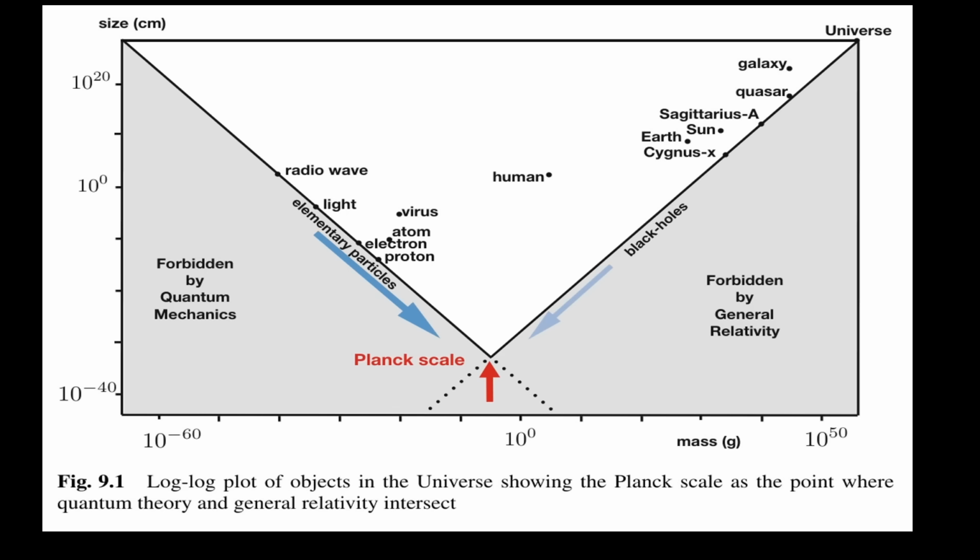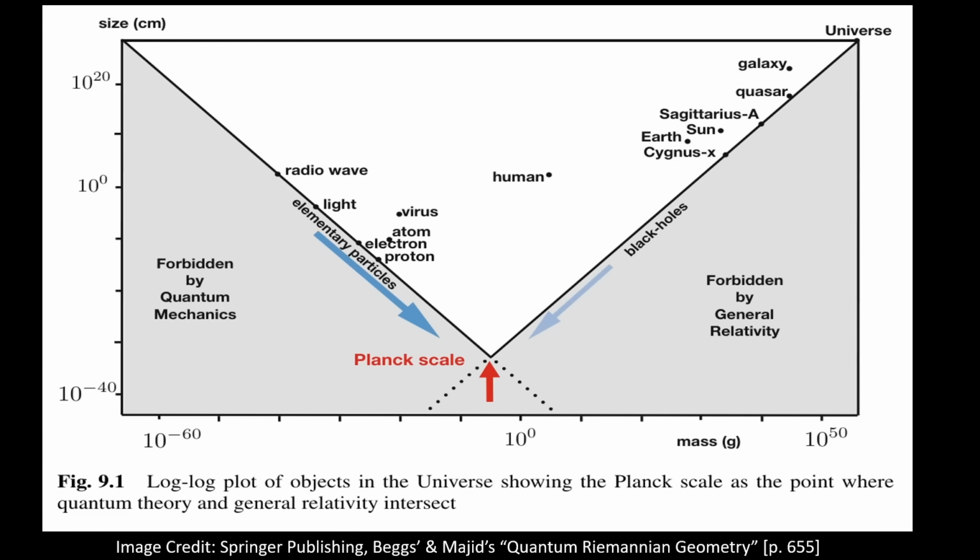Here's a plot of the objects in the universe showing the Planck scale as a point where quantum theory and general relativity intersect. This is from Beggs and Majid's amazing book on quantum Riemannian geometry. So you see on the very left you have a particle event horizon for elementary particles for which we can define their existence in a space-time, and then the event horizons for which we define black holes and the masses of everything that exists in between them, such as a virus, a human, the scale of the Earth, the scale of Sagittarius A star, which is the black hole in the center of the Milky Way. And so that's exactly on that line that's called a black hole there.